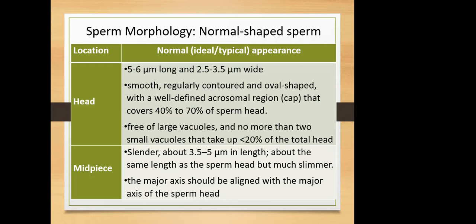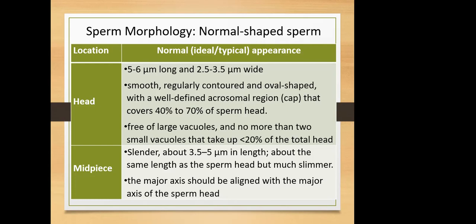So 5 to 6 microns long and 2.5 to 3.5 microns wide. It's supposed to be smooth, because as you move along, if you get into the abnormal cells, you see that the shape could be rough. All right, but you know that a normal head should have a smooth outline.